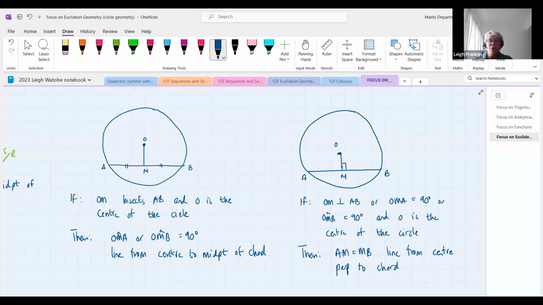Okay, so Lesedi, those are the 2 chord theorems that you need to know for this section. They're opposites of each other. So the one on the left, you're given the midpoint. You conclude that the lines are perpendicular. So line from center to midpoint of chord when you're given the midpoint. When you're given that OM is perpendicular to AB, and you are explaining why AM equals MB, you've been given the right angle, so you say line from center perpendicular to chord.